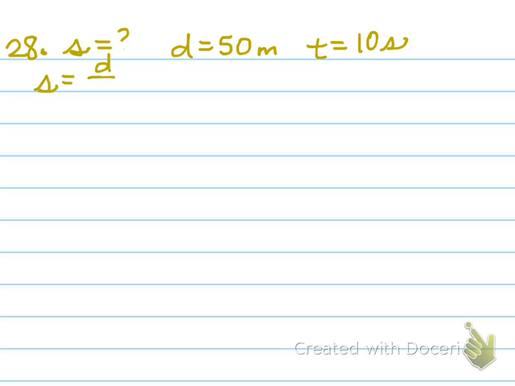28. Calculate your average speed. Okay. So our speed is what? If we run, distance is 50 meters in our time of 10 seconds. Again, our speed still is our distance over our time, 50 meters over 10 seconds. 50 divided by 10 is 5 meters per second.